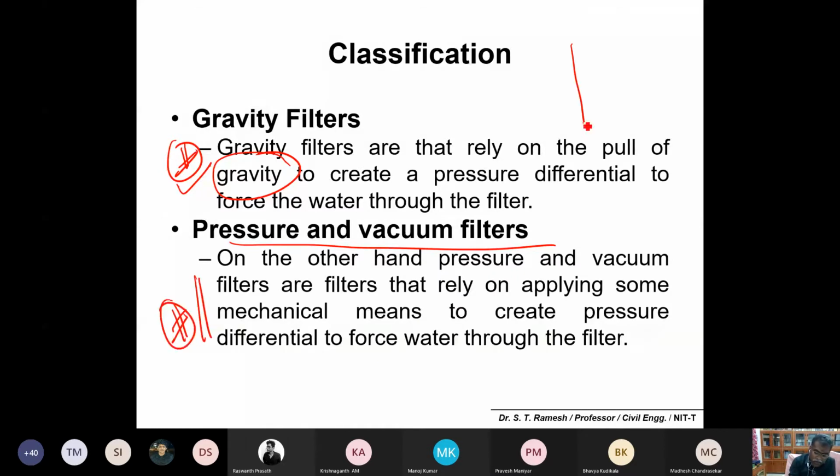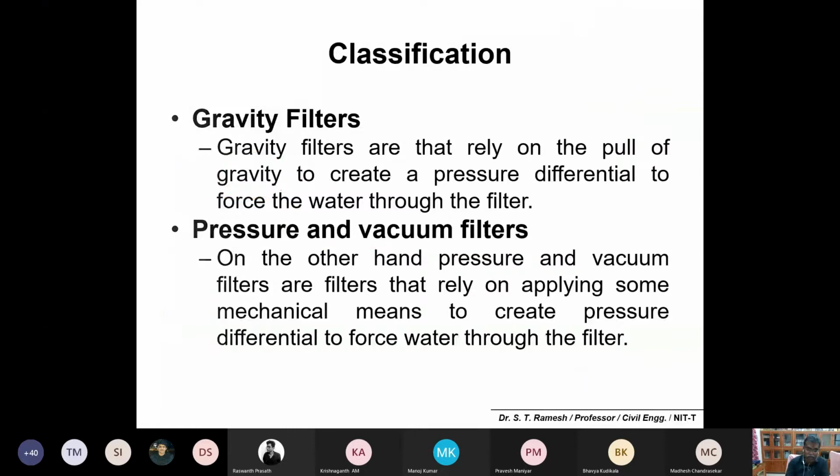Okay, so please make a note on number one, gravity. Design a filter, allow the water to flow, and it will flow automatically because of gravity. That is number one. Number two is to say either you just apply pressure or create a vacuum. Because of that, a pressure difference is created to force the water through the filter. So, pressure and vacuum filter.